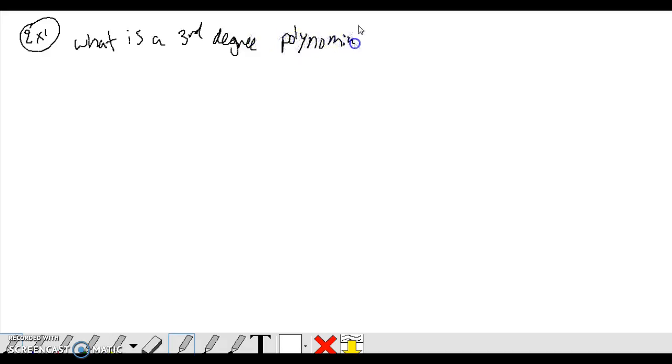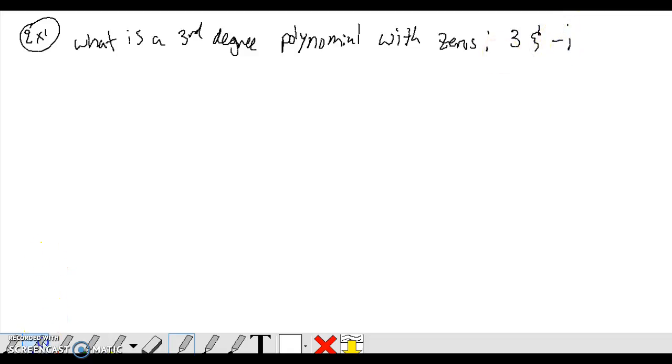Okay, so here is our first example. Example number 1. Using this fundamental theorem of algebra and linear factorization, I want us to figure out what is a third degree polynomial with zeros at 3 and negative i.